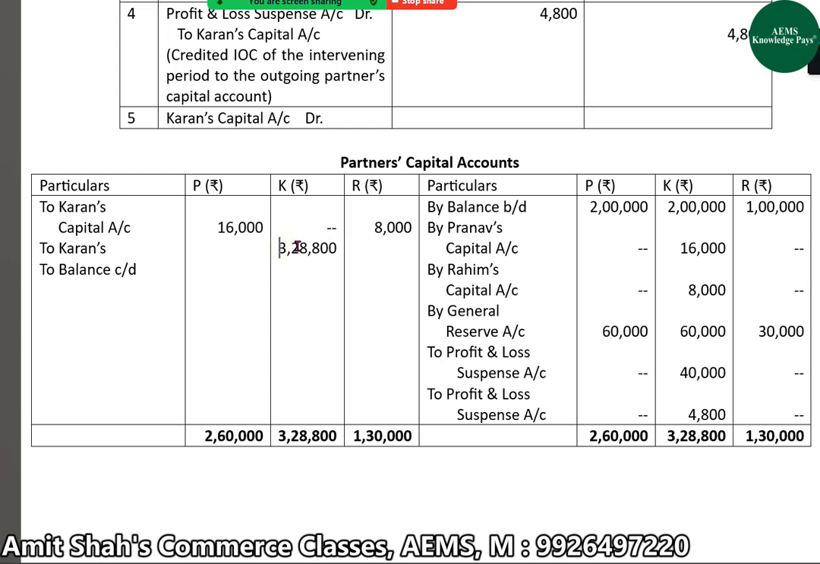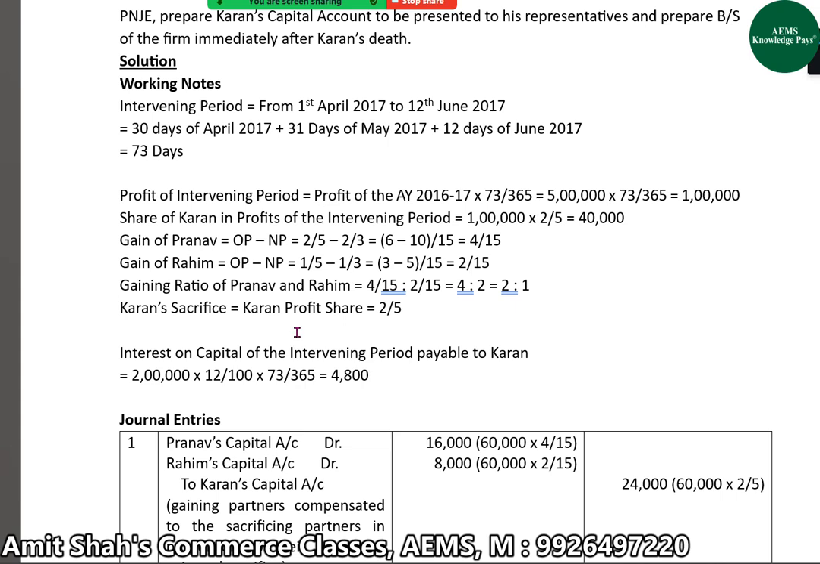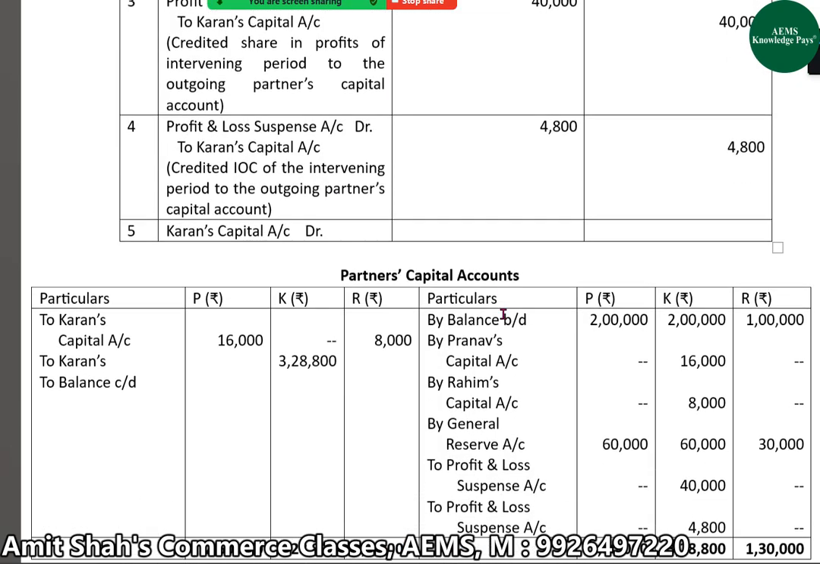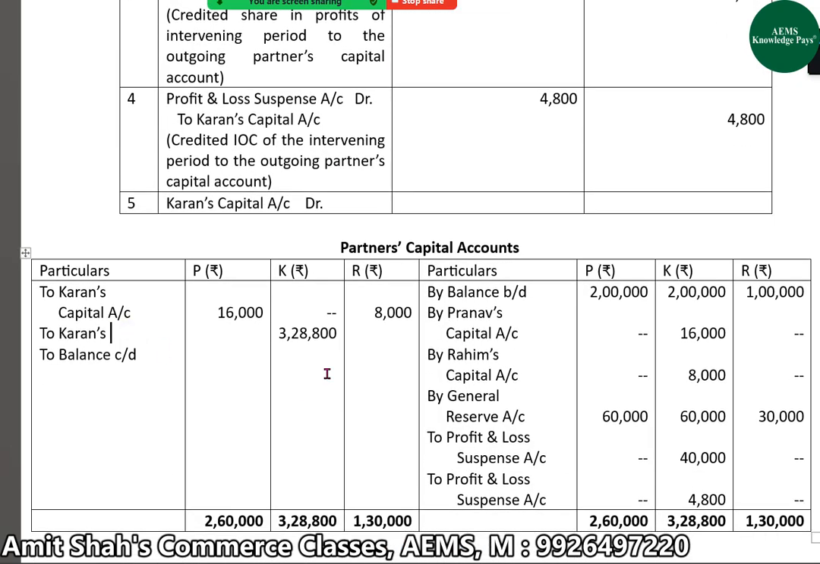So the net capital balance of current is 3,28,800. Since it is not given in the question whether it would be paid or not, we will assume that it is not being paid on the date of his death. So it would be transferred to his executor's loan account. So here we will write Karan's executor's loan account, 3,28,800.